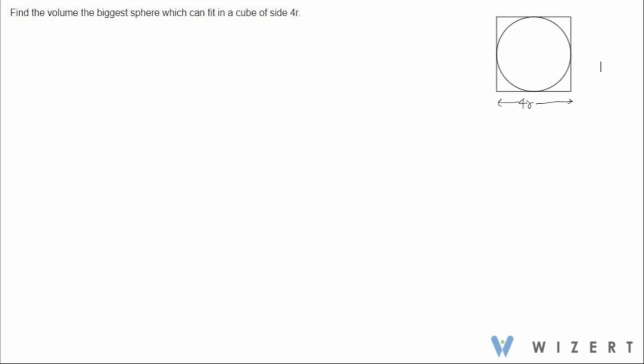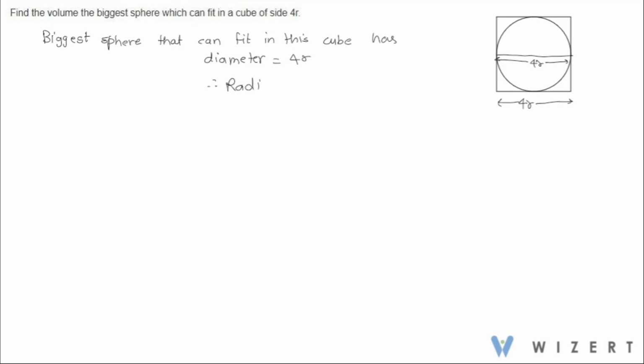Observe. This will be diameter 4r. The biggest sphere that can fit in this cube has diameter equal to 4r, therefore radius will be equal to 2r.